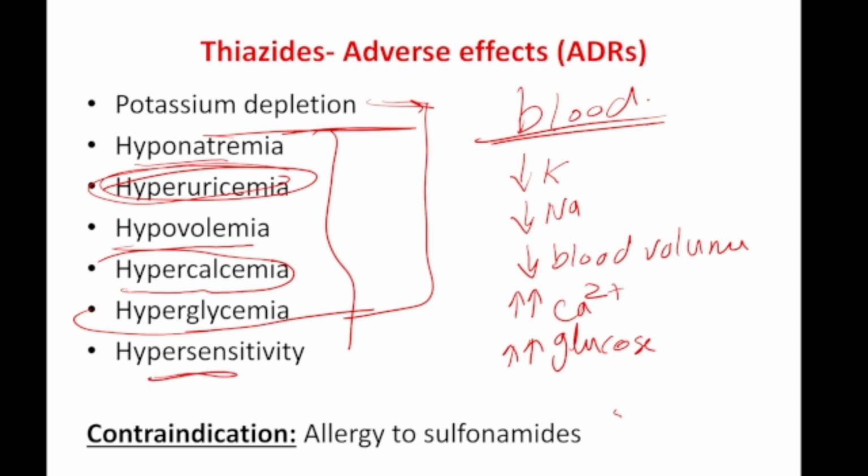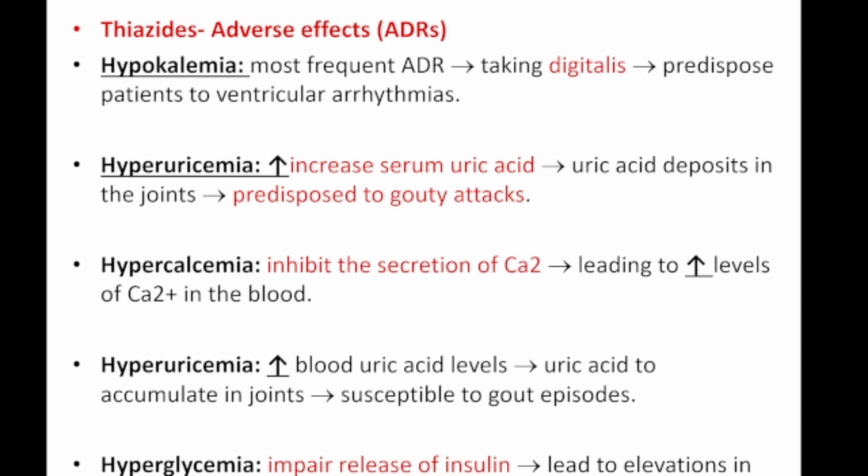Okay, and the last one will be hypersensitivity due to allergy and sulfur molecules. So if the patient suffers from allergy towards sulfonamide, we don't recommend using thiazide. Some explanation for this medication here. Hypokalemia is the most frequently seen adverse effect, especially if the patient is taking digoxin, and this may predispose the patient to ventricular arrhythmias. Number two is drug interaction: thiazide with digitalis or digoxin increases the risk of ventricular arrhythmias.